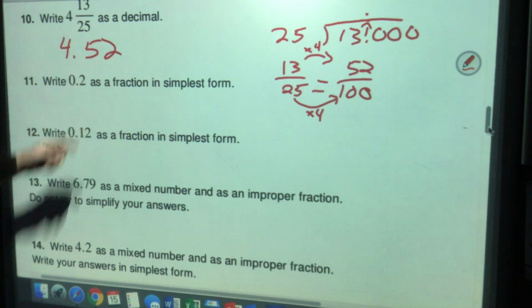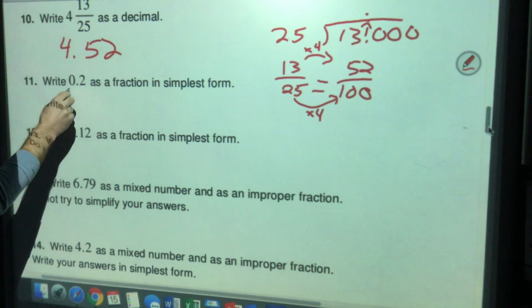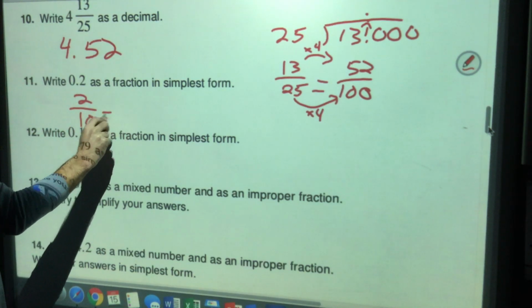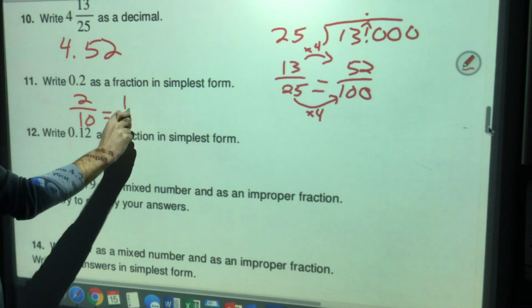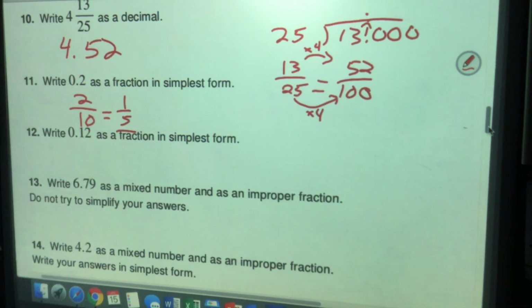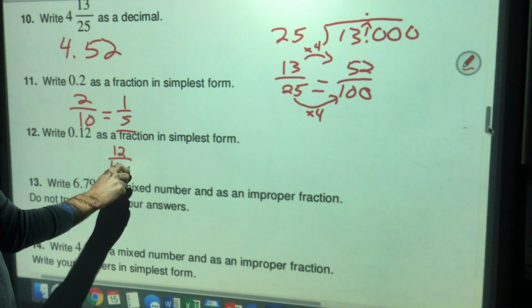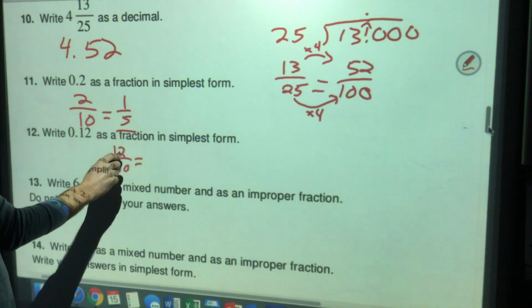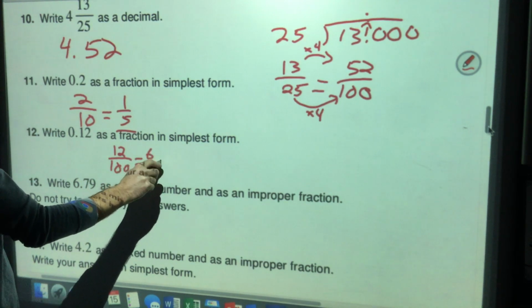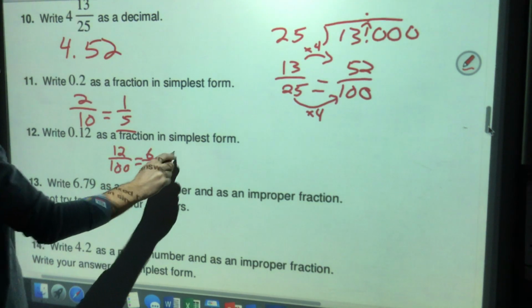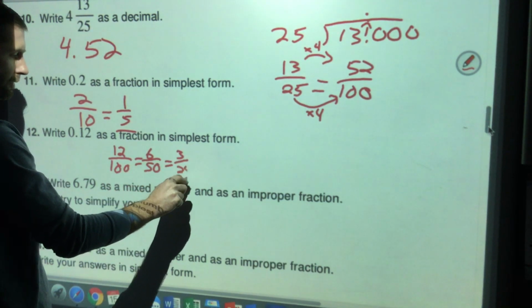Okay, write 2/10 as a fraction in simplest form. 2/10. Say it, write it, simplify it. They're both even, divide them both by 2. There's your answer. Write 12 hundredths as a fraction in simplest form. Say it, 12 hundredths, write it, simplify it. They're both even, divide them both by 2 to get to 6/50th. They're still both even, divide them both by 2 to get to 3/25.